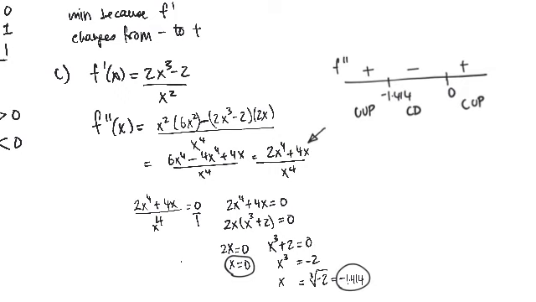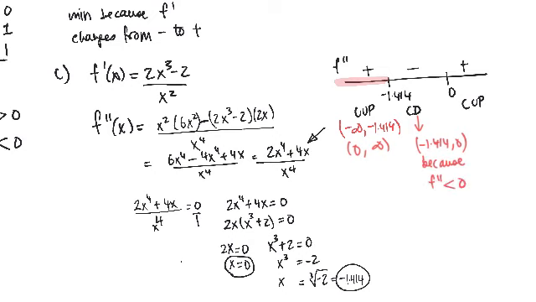In terms of intervals, we're saying that on this stretch from negative infinity to negative 1.414, we're concave up. And we're also concave up once we get past 0. So 0 to infinity is also concave up. And then the concave down interval is from negative 1.414 to 0. And this is because f double prime is less than 0. And here it's because f double prime is greater than 0.